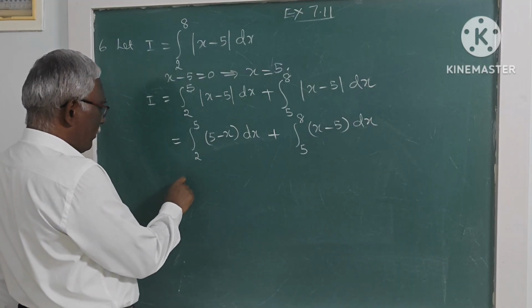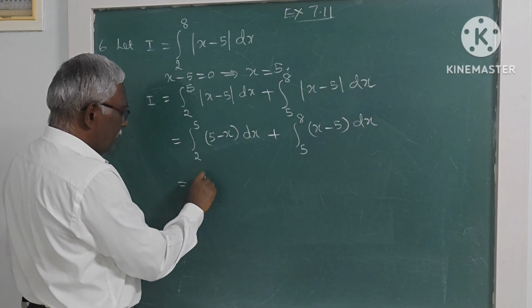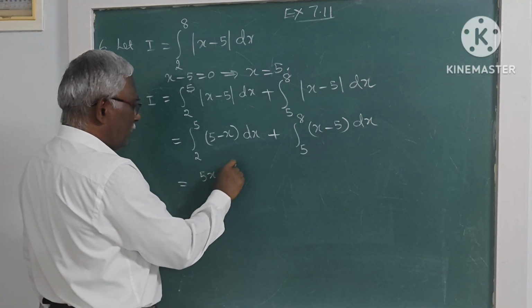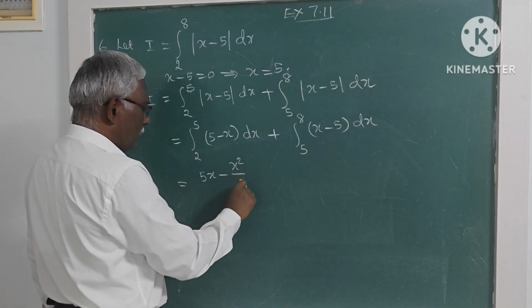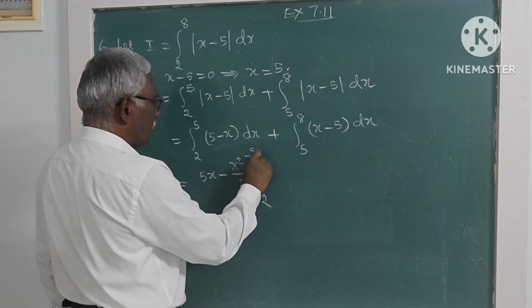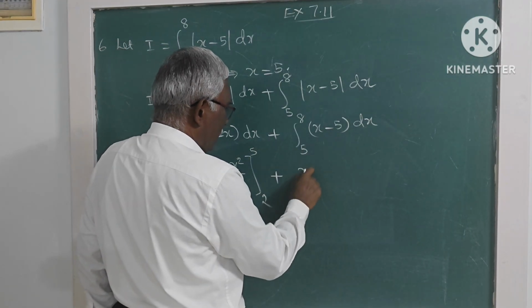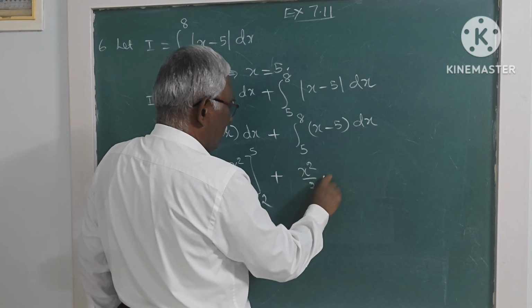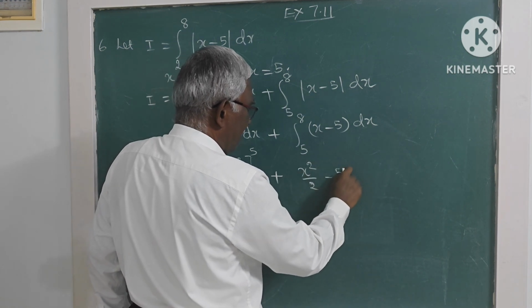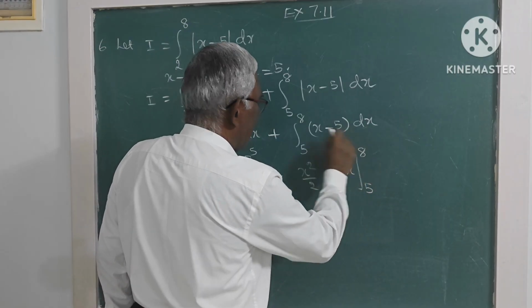Now we will integrate. This is 5x minus x square by 2, from 2 to 5, plus x square by 2 minus 5x. Again the limit is 5 to 8.